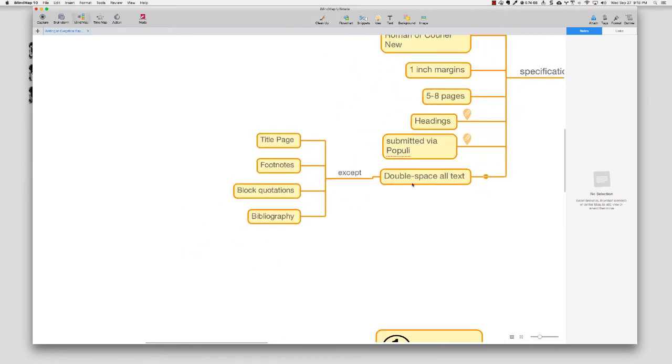And then double-spaced all text, except there are some exceptions. The title page is not double-spaced. Footnotes are not double-spaced. Block quotations are not double-spaced. And the bibliography is not double-spaced.